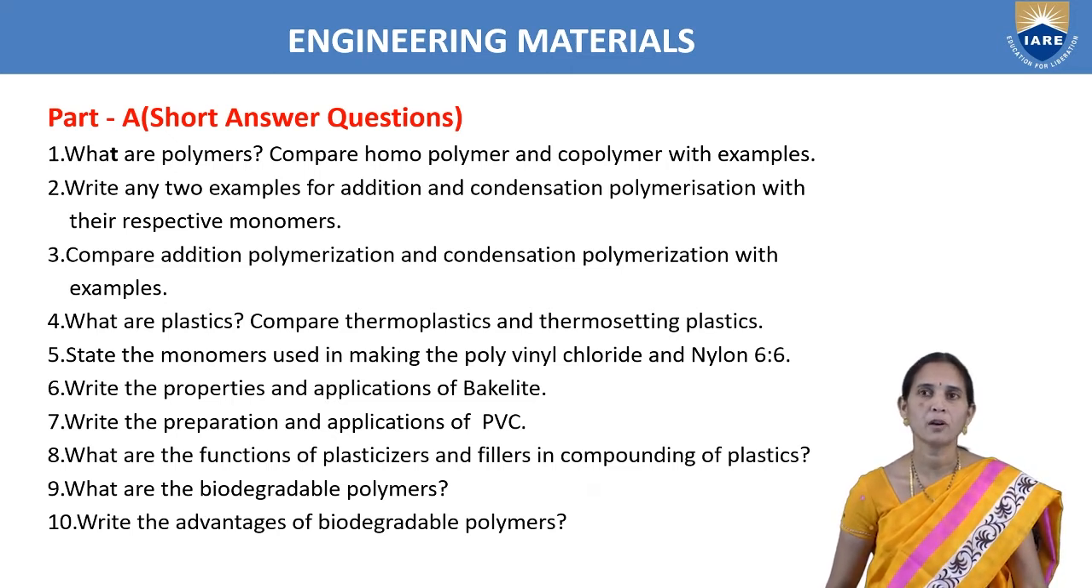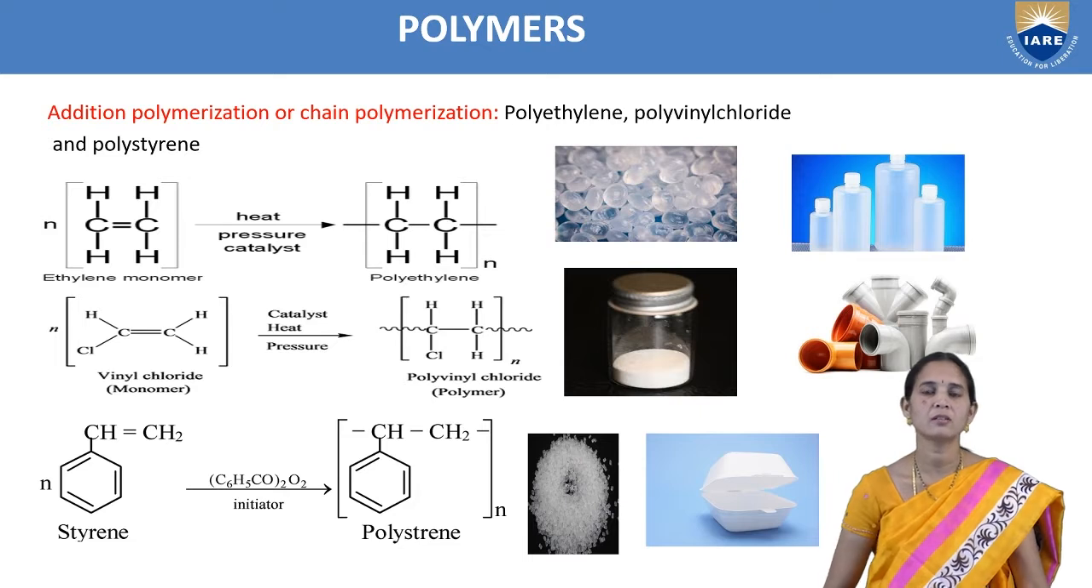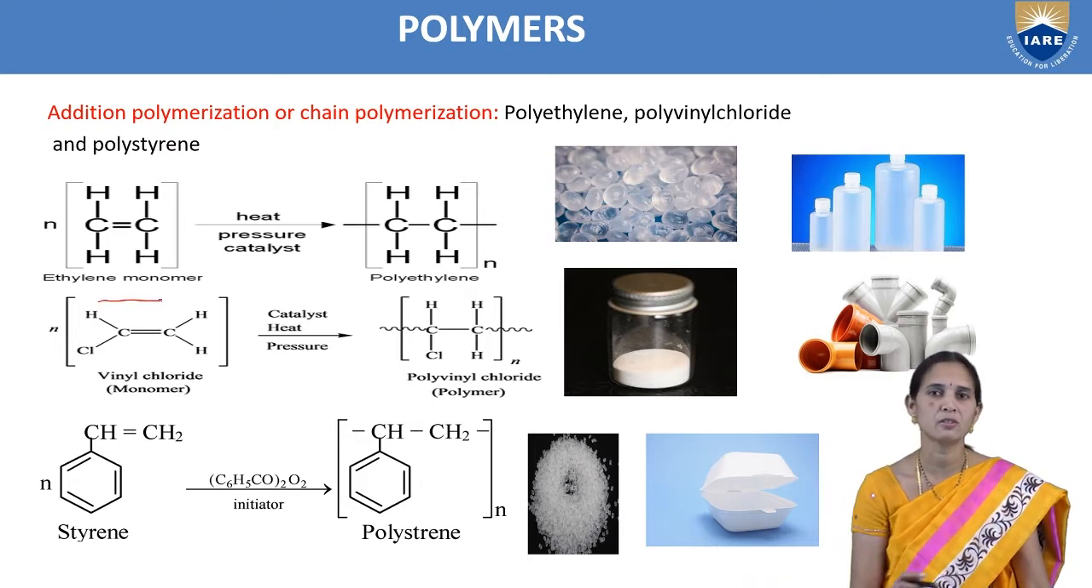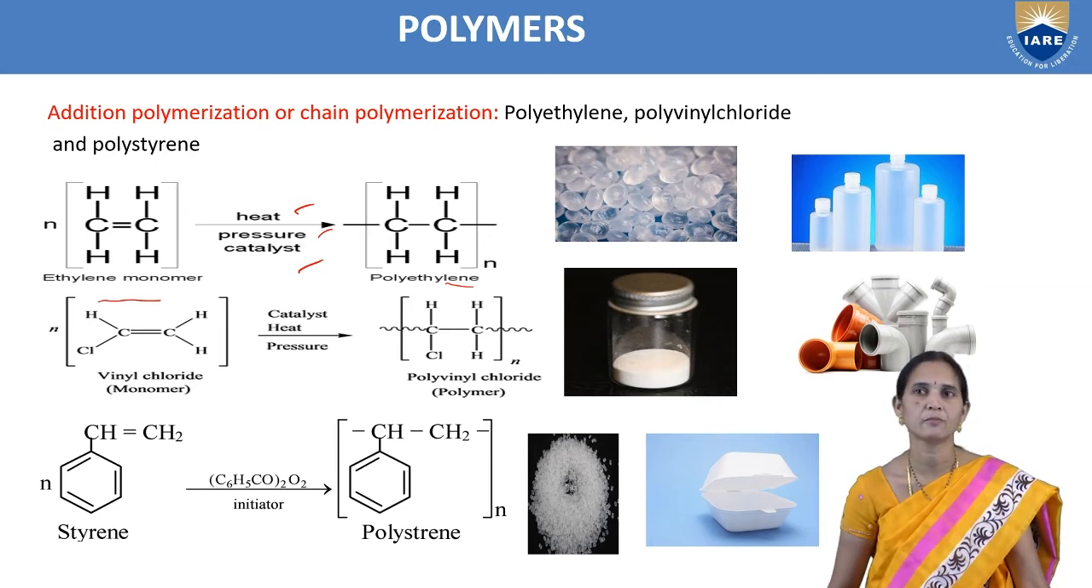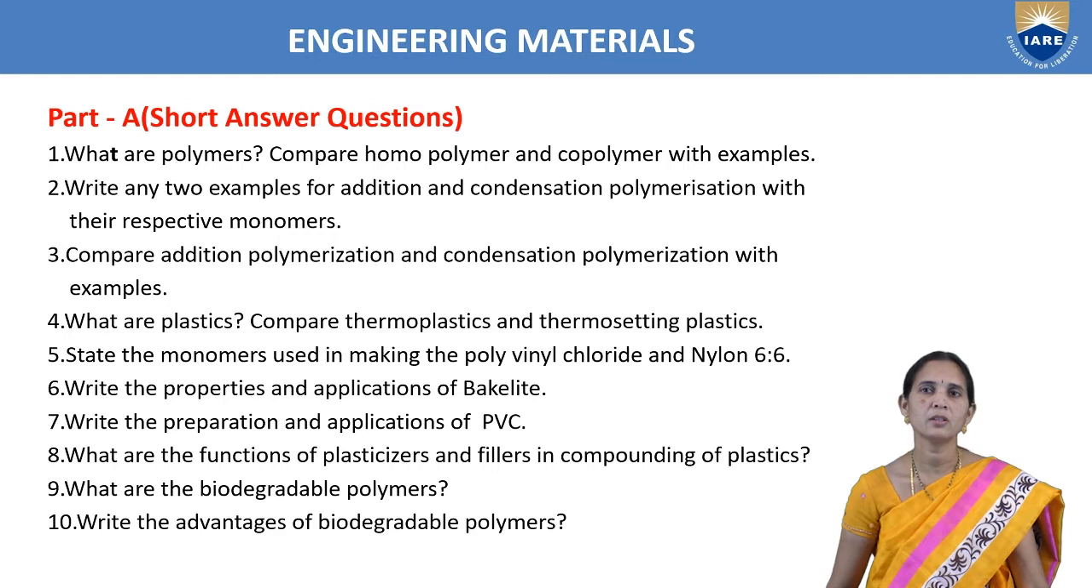First one, what are polymers? Compare homopolymer and copolymer with example. So what do polymers mean? We know that polymers are prepared by adding a number of monomers. For example, we add a number of ethylene molecules by applying heat, pressure and a catalyst, benzoyl peroxide. So what we prepare is polyethylene. A polymer is a large molecule formed by adding a number of small molecules called monomers.